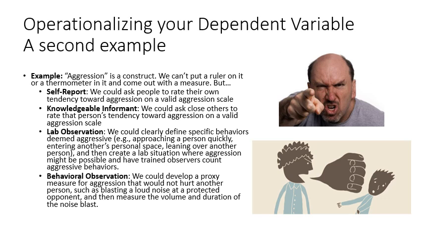Behavioral observation. We could develop a proxy measure for aggression that would not hurt another person. So like blasting a loud noise at an opponent who's protected from that noise, but the person who's blasting the noise doesn't know, and we could measure the volume and duration of the noise blast. So these are just some examples that we're going to tease out a little more in our next lecture.